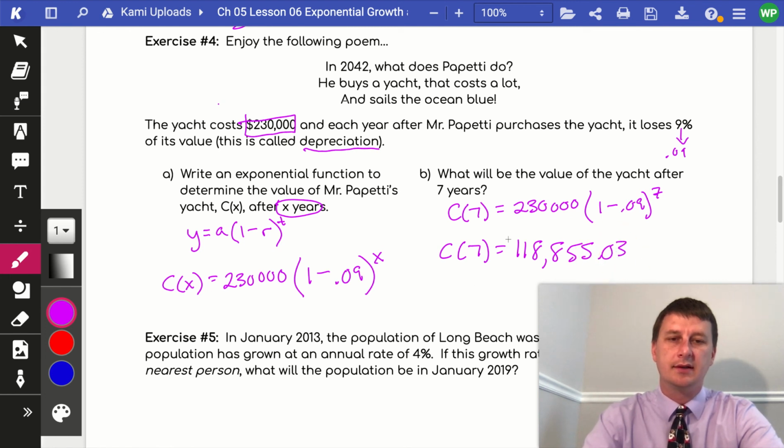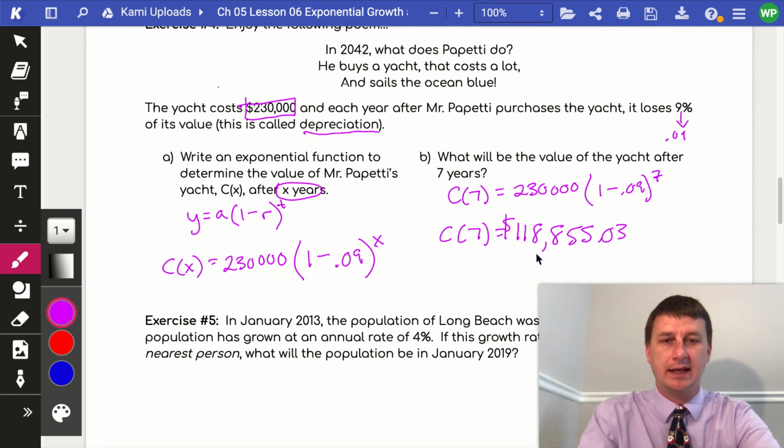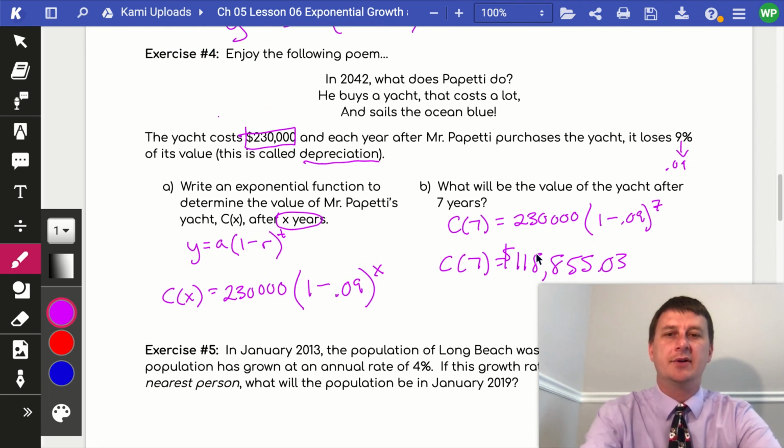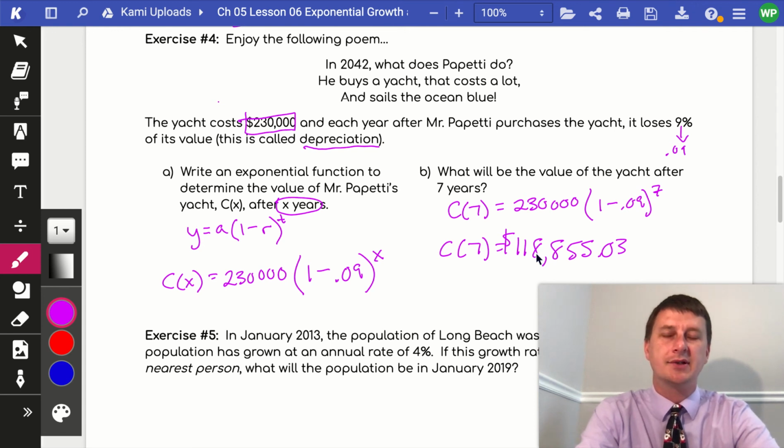So again, the cost after 7 years is going to be $118,855.03. And we found that just by plugging this into our calculators: 230,000 parentheses 1 minus 0.09 parentheses, raised to the power 7, and you should get this rounded to the nearest cent right here.